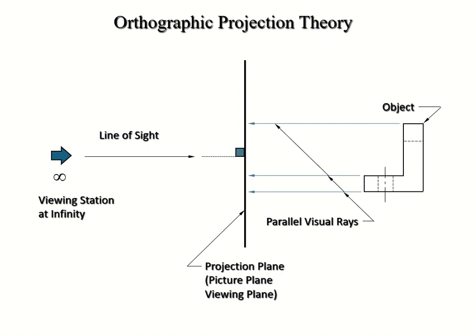You've got an object behind the projection plane, and we call this plane the picture plane or viewing plane. The parallel visual rays are going to strike on this plane. Your line of sight is on this side of the plane and is perpendicular to the projection plane. Therefore, we assume our viewing station is all the way at infinity. This little sign is your infinity symbol.